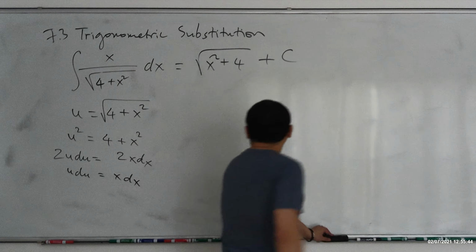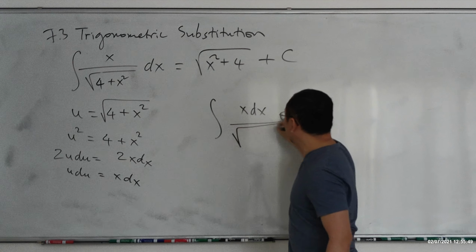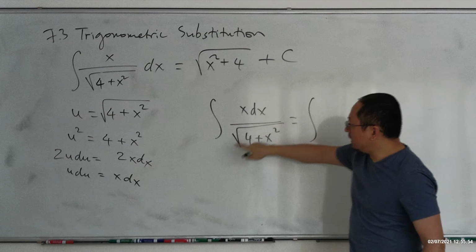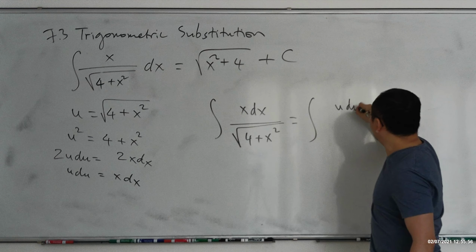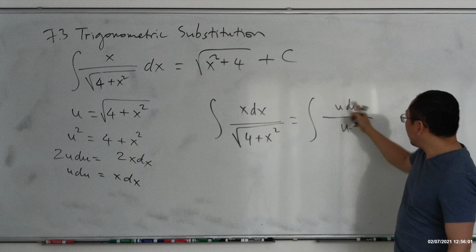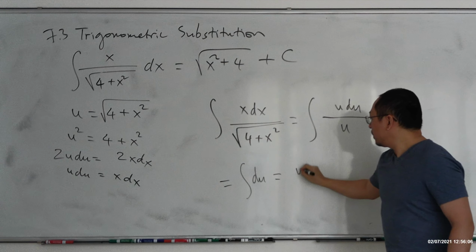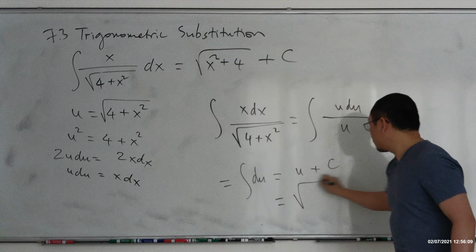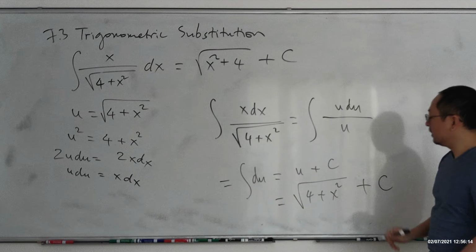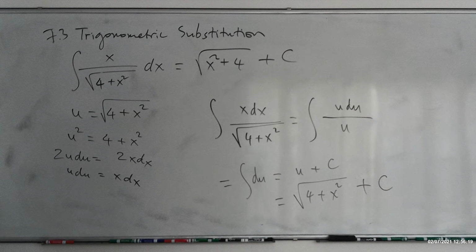So this problem, integral of x dx over square root of 4 plus x squared will be equal to integral x dx is u du over square root of 4 plus x squared, just another u. So that u cancels out. This is integral of du, which is u plus c, which is square root of 4 plus x squared, and then plus c. It's even faster. Huh?